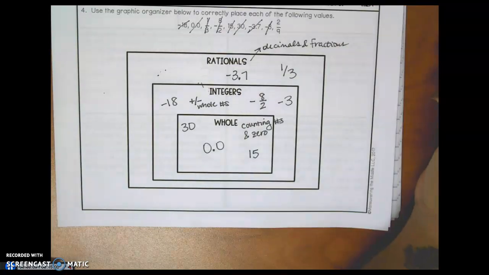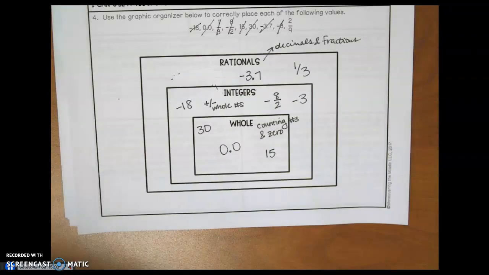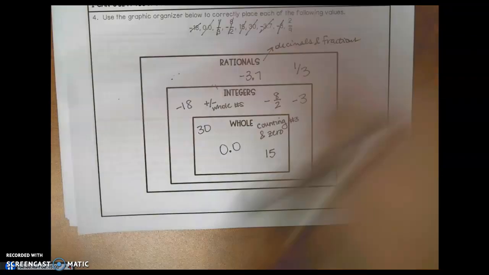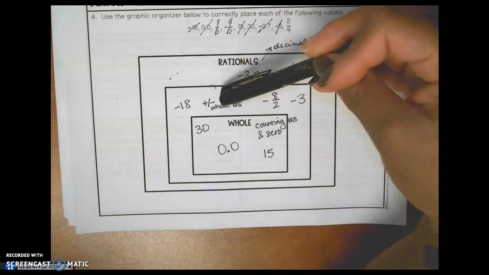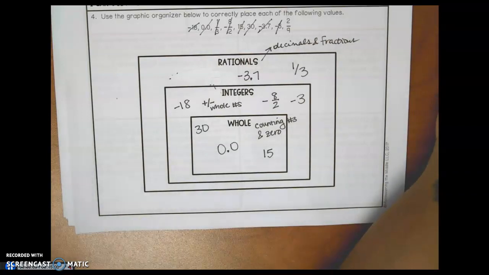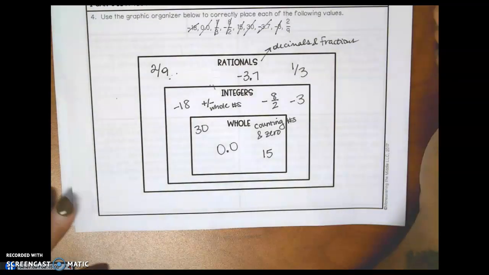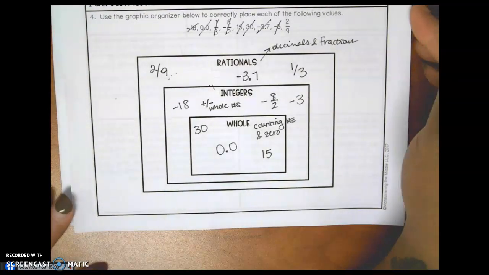2/9. Where does that one go? Is it a fraction or decimal? Is it a positive or negative whole number? Or is it a counting number? Call it out. Tell me something. Yeah. Say it. 2/9 is a rational number. Okay, on the next page.